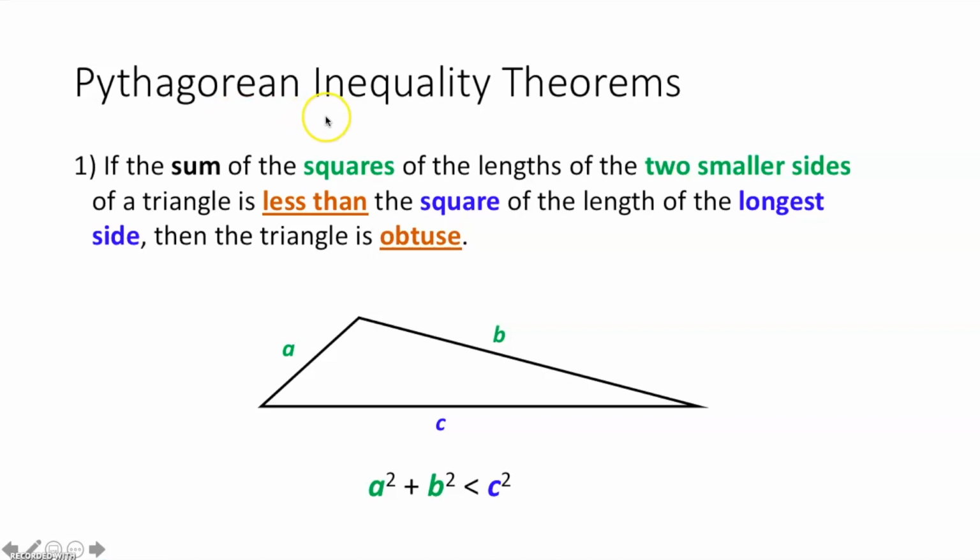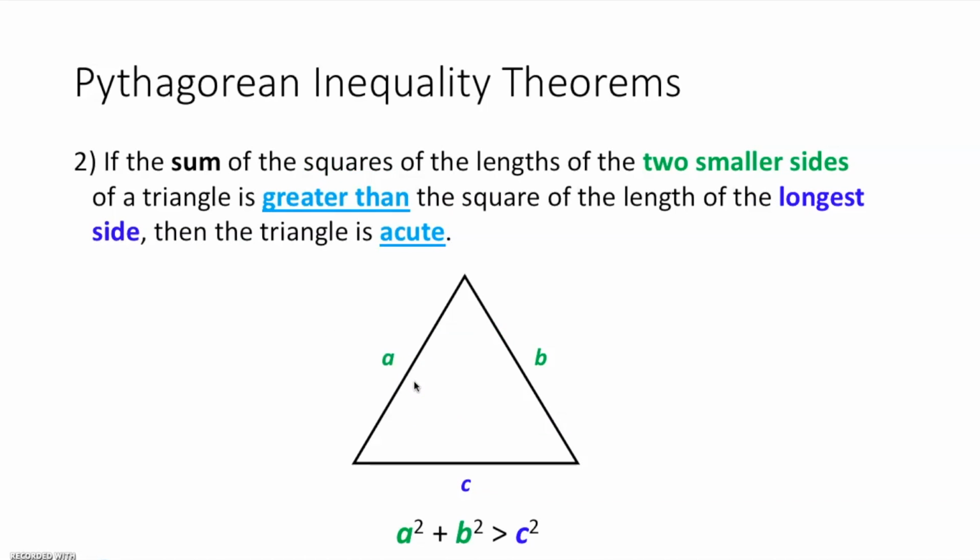Now the Pythagorean inequality theorems, there's two. The first says if the sum of the squares of the lengths of the two smaller sides of a triangle is less than the square of the length of the longest side, then the triangle is obtuse. So notice this little less than sign. If a squared plus b squared is less than c squared, if you have one really big side, so your biggest side squared is greater than the other two sides squared and added together, then you know it's going to be an obtuse triangle. One of the angles is going to be greater than 90 degrees, and it's going to be that angle that's opposite your c.